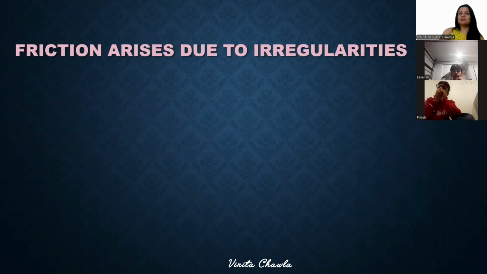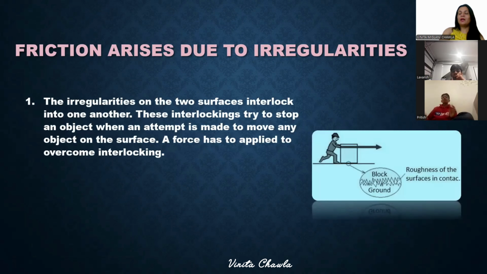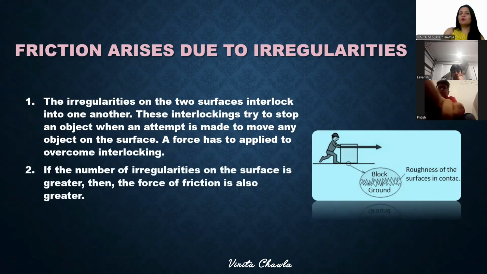Next, friction arises due to irregularities. Why does friction arise? It is because of the irregularities between two surfaces. Follows this. Irregularities interlock into one another, and these interlockings stop the object when an attempt is made to move it. And so we need to apply force on the object to make it move because the applied force overcomes the interlockings. It breaks the interlocking so that the object can move smoothly on another surface. And if the number of irregularities is greater, force of friction is also greater. Means more roughness, more friction. Right?